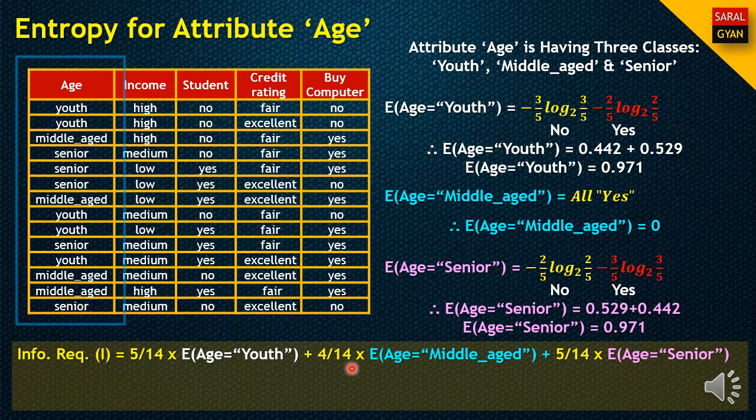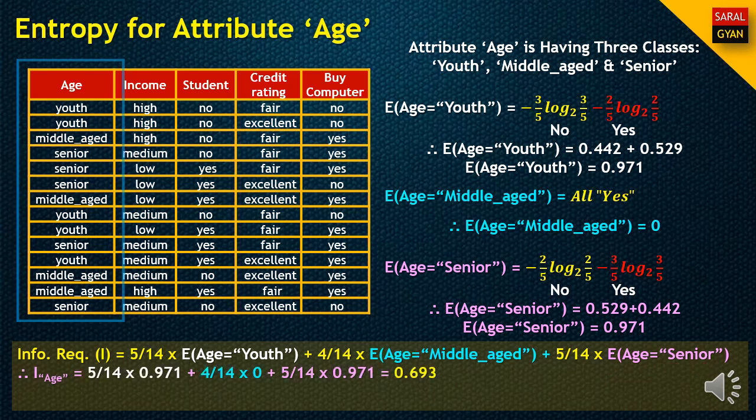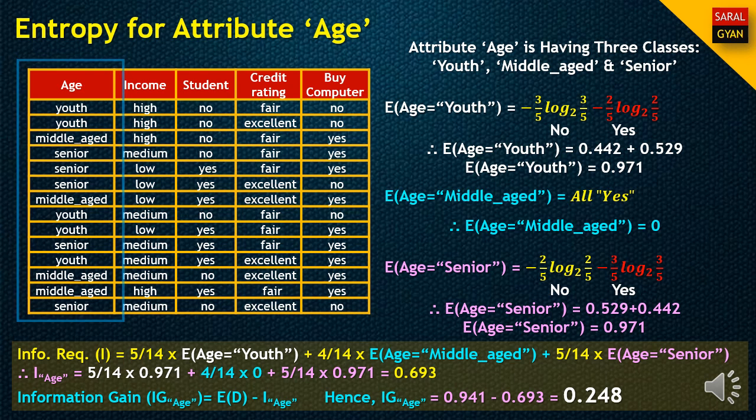Similarly, 4 by 14 multiplied with the entropy of age equal to middle aged, and 5 by 14 into the entropy of age equal to senior. So this is the formula, and the information required for attribute age is equal to 0.693. In order to calculate the information gain for the attribute age, we have to subtract the information required from the entropy, and it is going to be 0.248. Entropy we have already calculated, you can refer to the previous slide. So it is going to be 0.248.